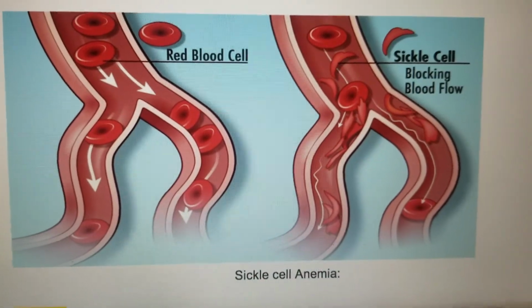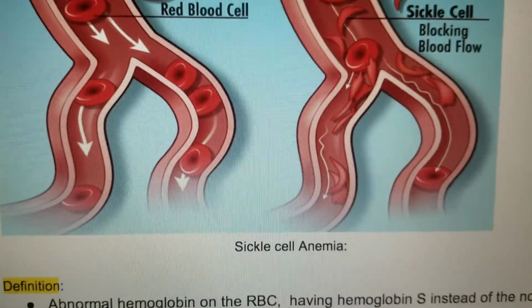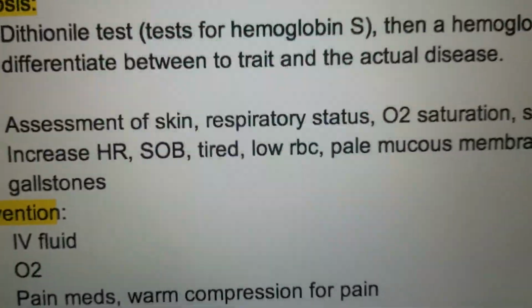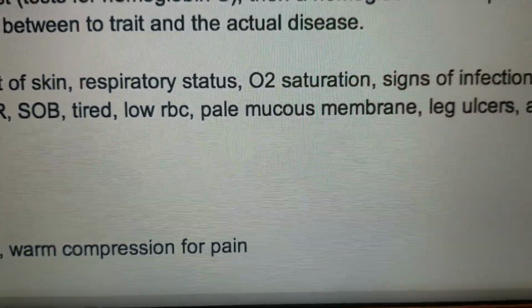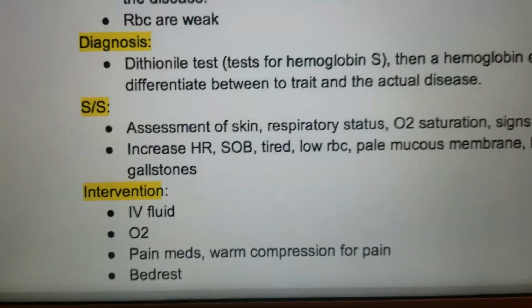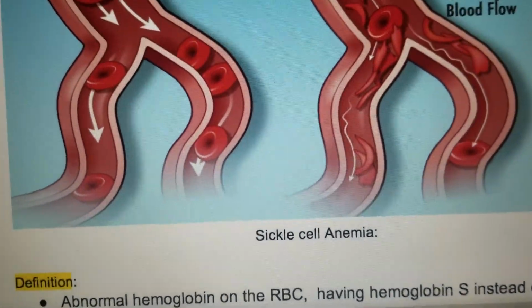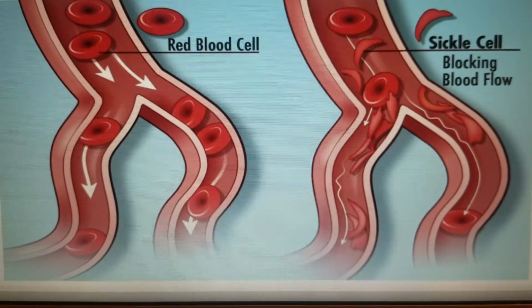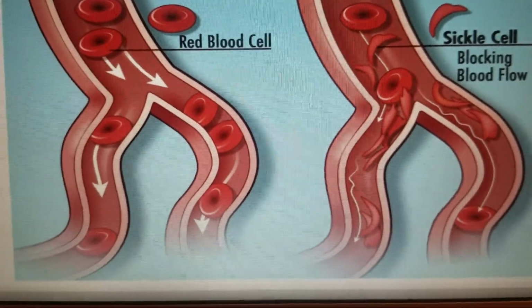This is a new patient diagnosis teaching for a patient that came to the hospital presenting with an increased heart rate, shortness of breath, tiredness, low red blood cell count, pale mucous membrane, leg ulcers, and gallstones. So we diagnosed her with sickle cell anemia and sickle cell crisis. So we're going to teach this patient a brief summary about her diagnosis.